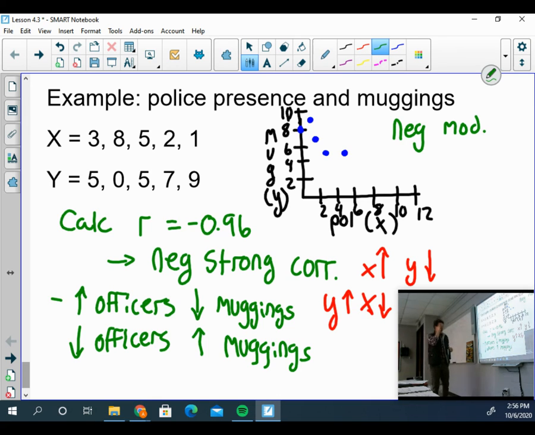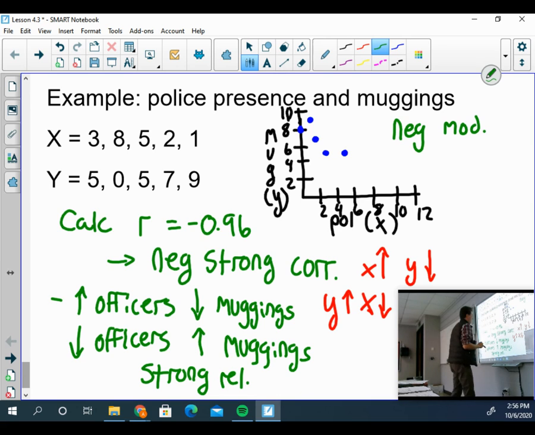Okay? Again, interpret our answer in the context of the problem. Negative correlation means while one's high, the other's low. And we would say this is a strong negative correlation. There is a very strong relationship between the two. It's not as if one isn't related to the other. Okay, that's our correlation coefficient.